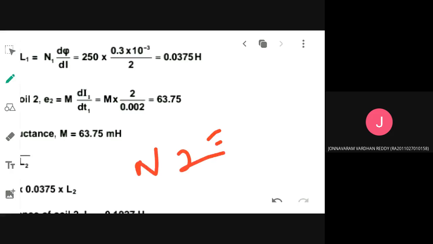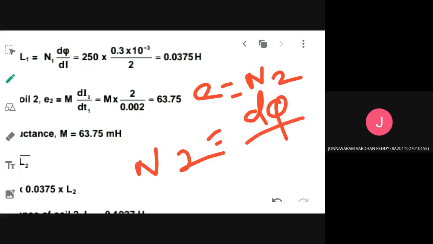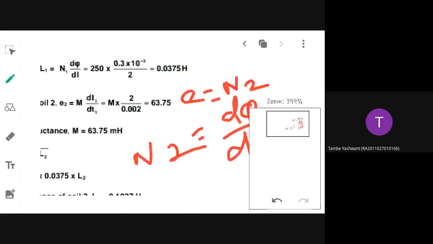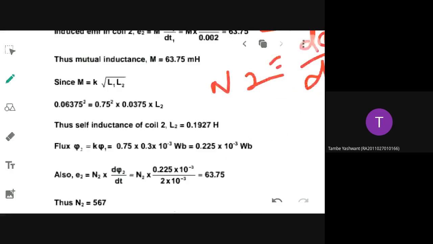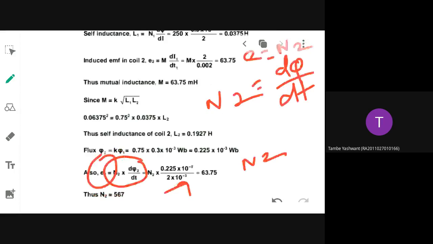E equal to N2 into dφ divided by dt. You are saying that formula you want to use. No, ma'am, but the quantities are not there, no? Yes, that formula you can use. dt is known to you. N2 is unknown, and the mutually induced EMF is known to you, that is 63.75, but you still don't know what is φ2.